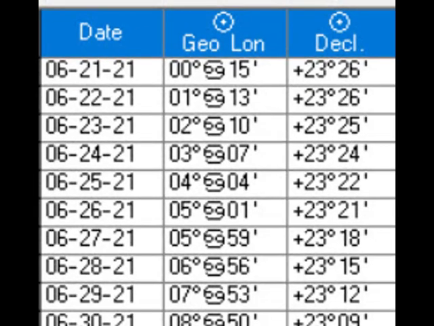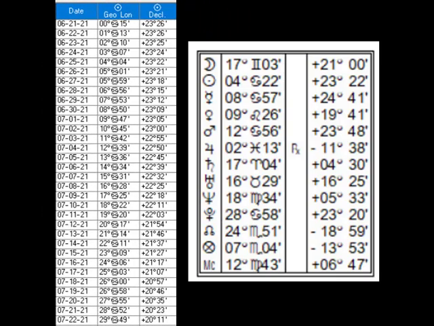Remember that the Sun's maximum declination is 23 degrees and 26 minutes and a few seconds. After it reaches that maximum declination, then its declination decreases. Now let me bring in my natal planet's declinations.